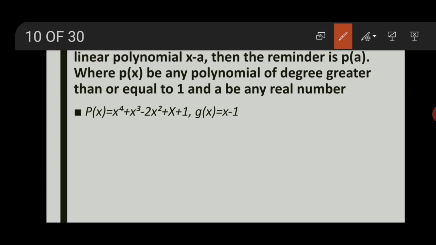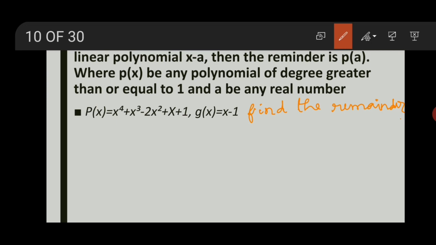Yes, p of x is equal to x power 4 plus x cube minus 2x square plus x plus 1, and g of x is equal to x minus 1. Find the remainder. What is the remainder? Without actual division, using the remainder theorem we can find the remainder. See, this is very simple.